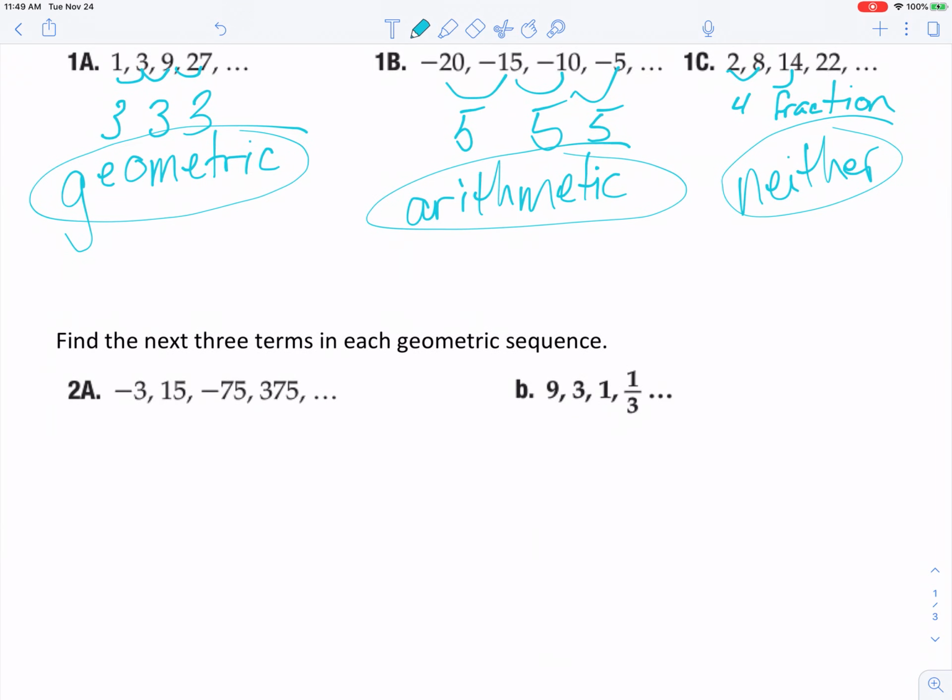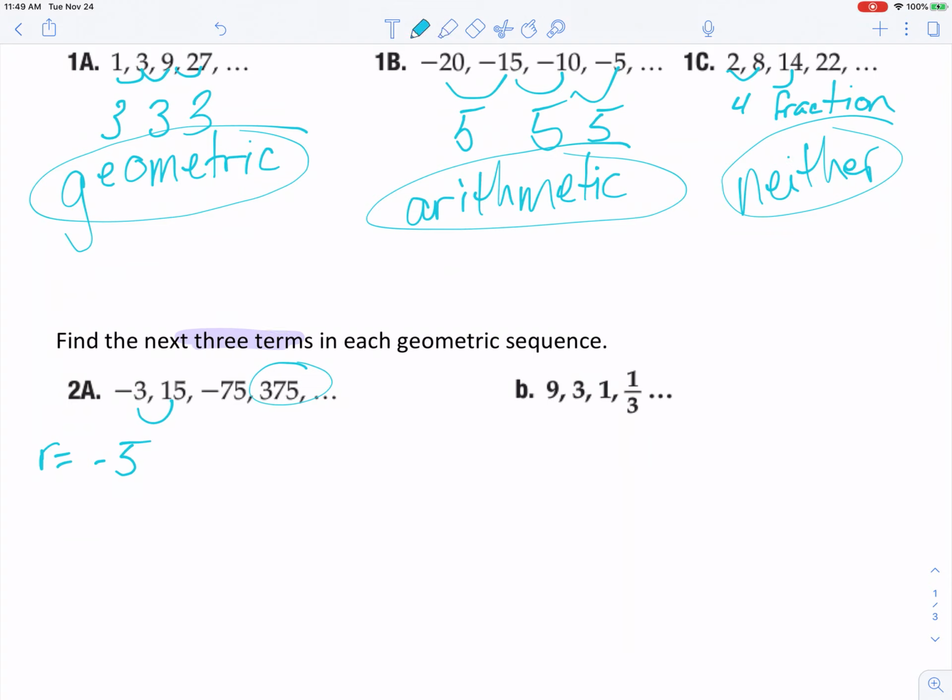So to find the next 3 terms, what I'm going to do is, first of all, figure out the common ratio by taking the second number divided by the first number. And 15 divided by negative 3 is negative 5. That means R equals negative 5. That means I'm going to take this last number and multiply it by that common ratio, however many times it says, in this case 3 times.